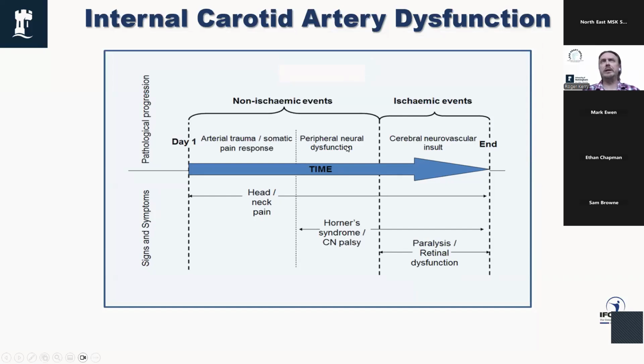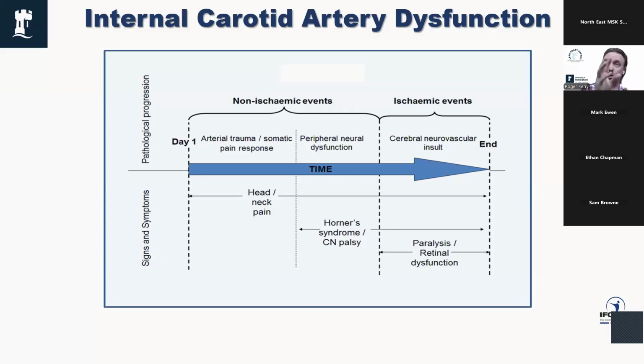It's the same with the internal carotid artery. We've got the non-ischemic stage. These are much easier to identify early on because of the anatomy of the carotid artery in the transcranial area. It runs alongside the parasympathetic nerve to the eye, so we get Horner syndrome, and it runs along the extracranial extensions of the lower end cranial nerves. So we get cranial nerves 8, 9, 10, 11, 12 affected as well.